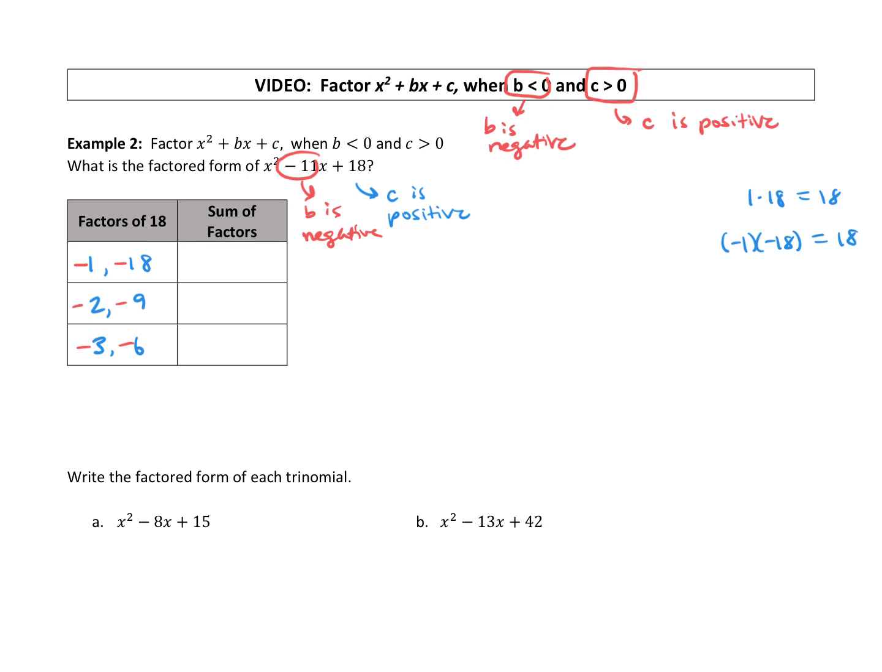So now let's find the sums. Negative 1 plus negative 18 is negative 19. Negative 2 plus negative 9 is negative 11. Negative 3 plus negative 6 is negative 9. And we want the one that adds up to negative 11. So our binomial factors will be x minus 2 times x minus 9.